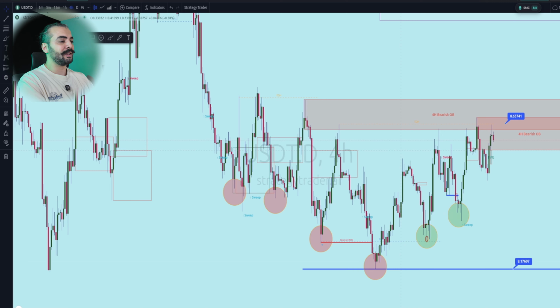Because of the liquidity, we've had a lot of consolidations and range here, so the liquidity is getting jammed here, it's getting compacted, and we are ready for the next move. Let's see what can be the next move for us.